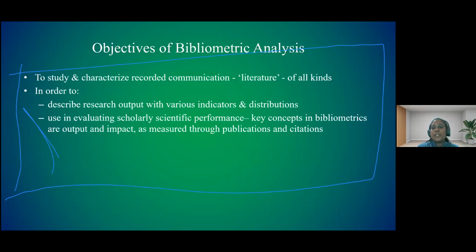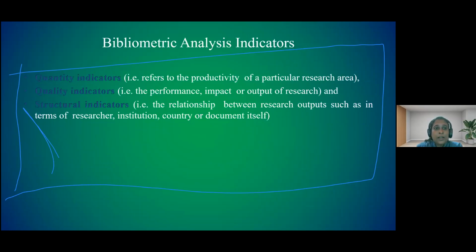The main objective of bibliometric analysis is that we will identify the literature, describe the output using indicators, and evaluate the scientific publications. Then we will use certain indicators for bibliometric analysis, like quantity indicators, quality indicators, and structural indicators. Those things we are using.